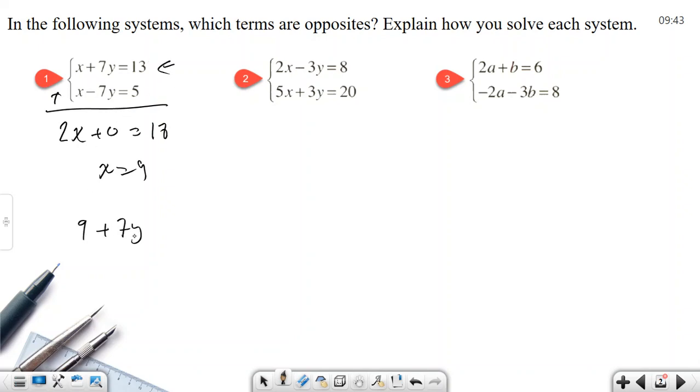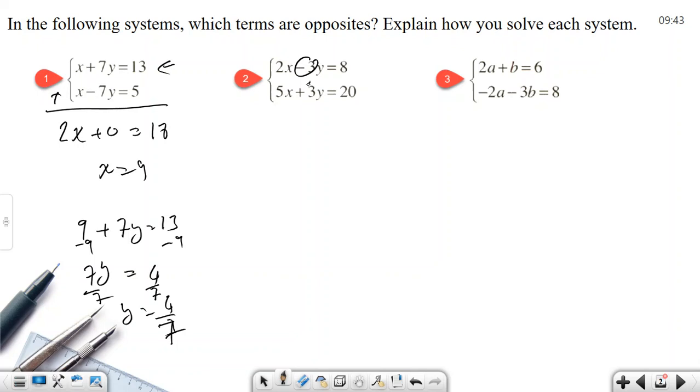9 plus 7y equals 13. So 7y equals 13 minus 9, which is 4. Divide by 7, divide by 7. y equals 4 over 7, sorry, not 4 over 3. Of course, the other equation will give the same result. So that's the first one: x equals 9, y equals 4 over 7.